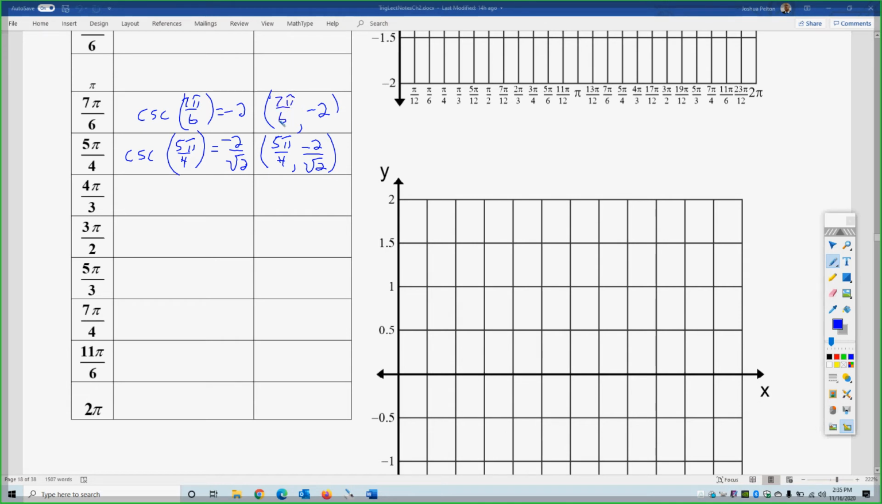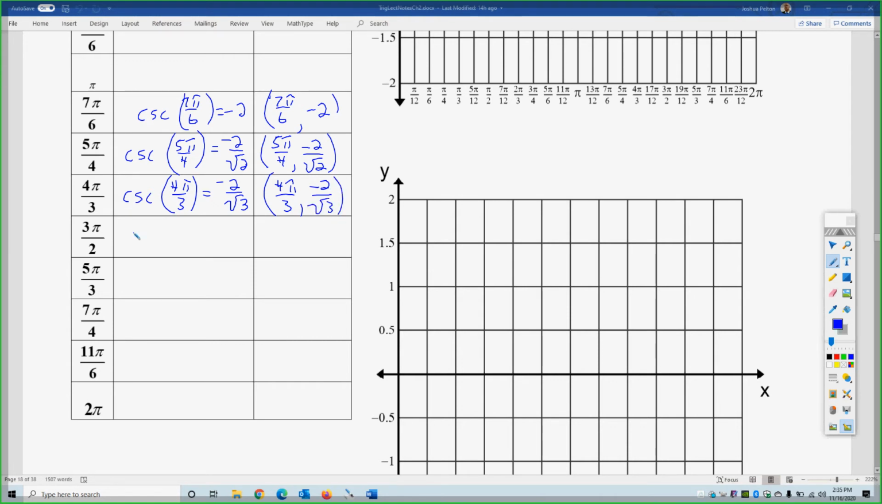Okay, 4 pi over 3, so cosecant of 4 pi over 3 is the 2 over root 3, which is negative in that quadrant, third quadrant. So 4 pi over 3 equals negative 2 over root 3.